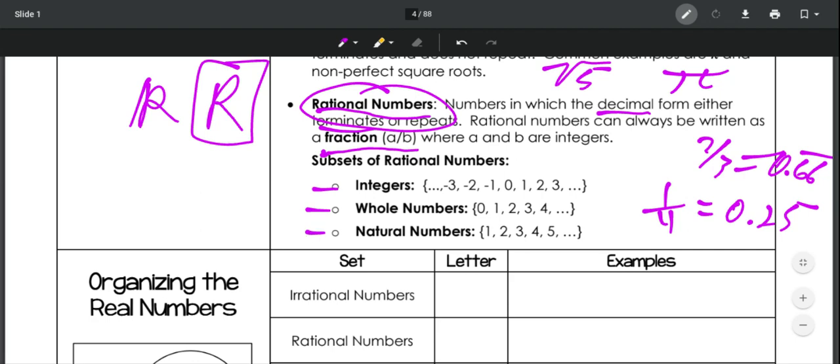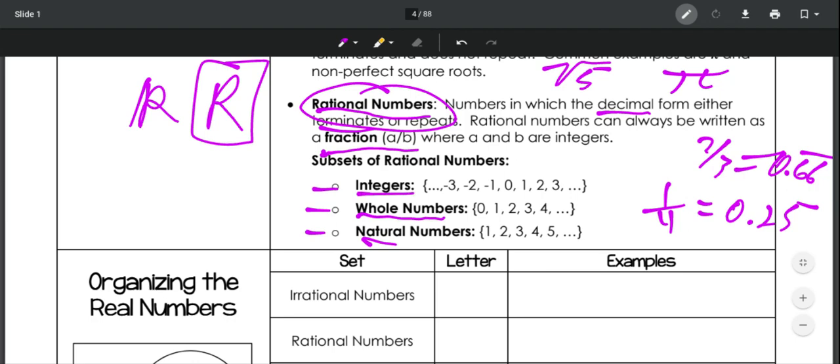Those subsets are going to be natural numbers. Natural numbers start at 1, and they're all positive numbers, okay? So you could write that down if you wanted to. Natural numbers start at 1 and are all positive numbers. Whole numbers start at 0 and are all positive numbers. So you could write that down as well. If I were you, I probably would. It's an easy way to remember it.